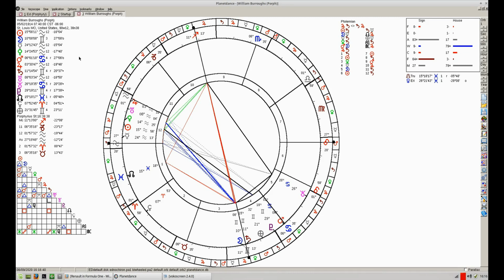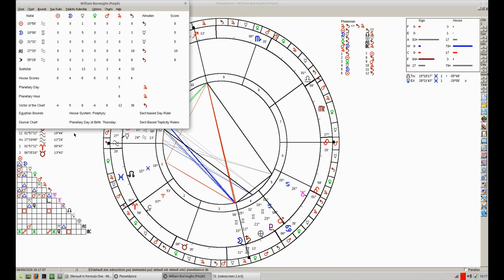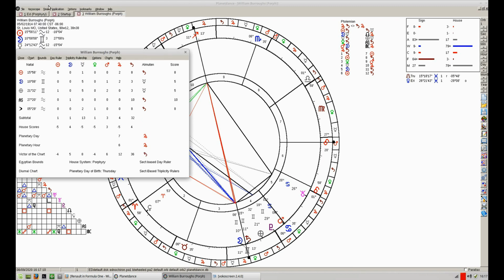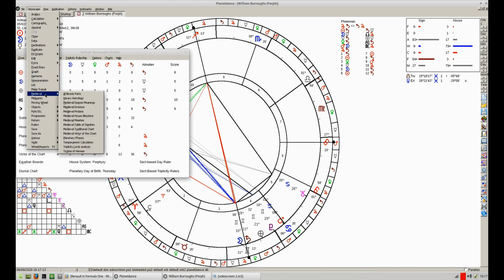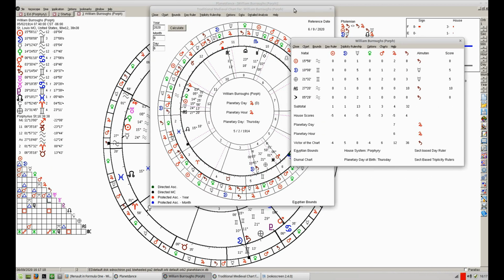Today I want to look at the Medieval Victor of the Chart module in Planet Dance, Jean Kremers' freeware for Windows. You can download Jean's program at www.jkremers.com. To find the module, you go to Horoscope, Medieval, Victor of the Chart. And I'm also going to open the medieval traditional chart module and use them side by side.